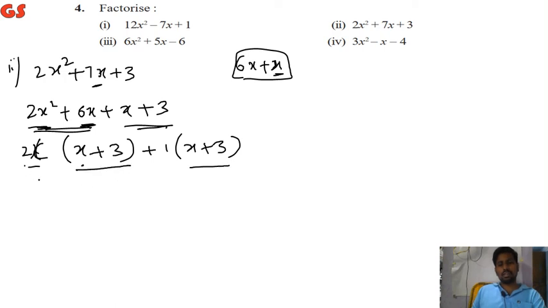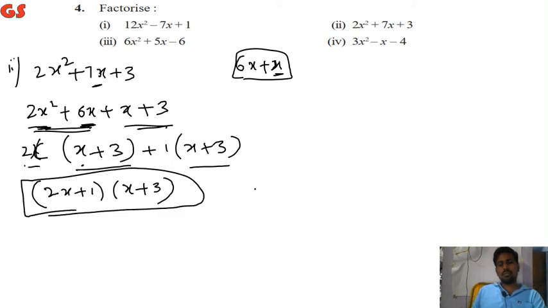So what we are doing is correct. So when you write 2x plus 1 and x plus 3, these are the factors of this polynomial.